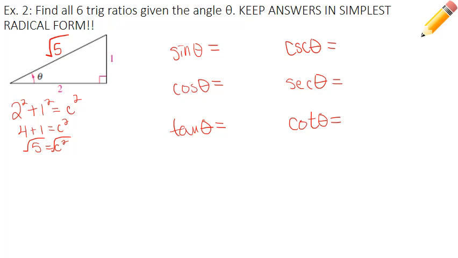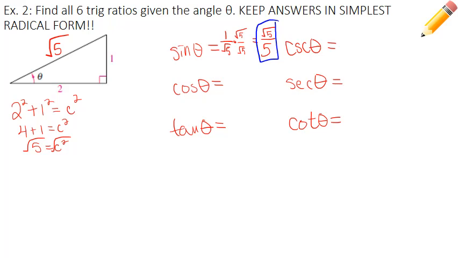Remember, sine is opposite over the hypotenuse, so 1 over the square root of 5. We need our answers in simplest radical form though, so this means that we have to multiply by the square root of 5 on the top and bottom, which is also called rationalizing, right? So square root of 5 times 1 is the square root of 5. Square root of 5 times the square root of 5 is just 5. Hopefully, fingers crossed, we are better at rationalizing the denominator, because we are going to need to do that quite a bit.